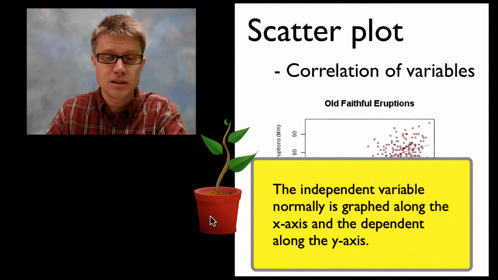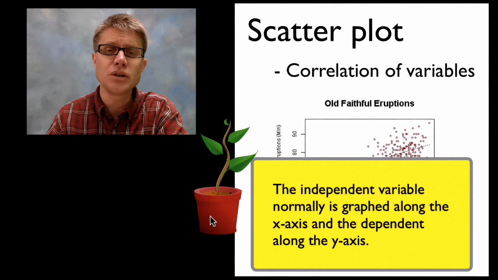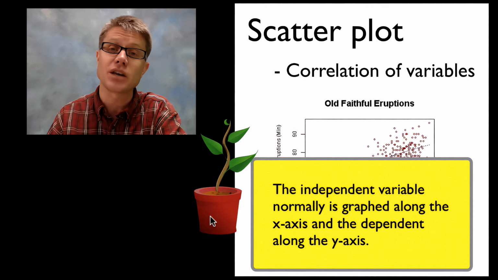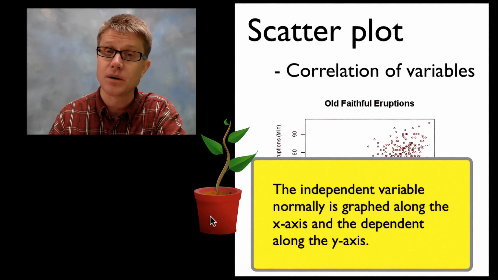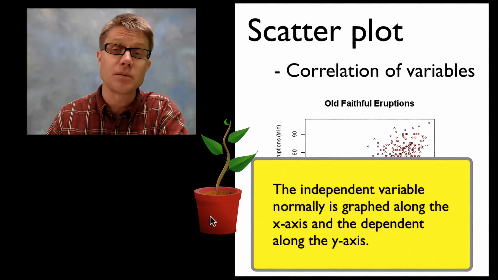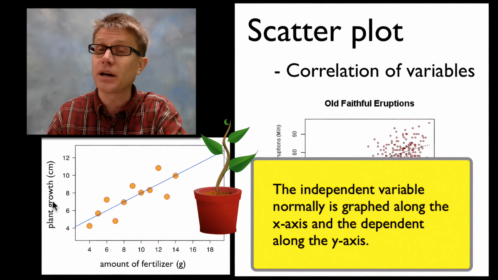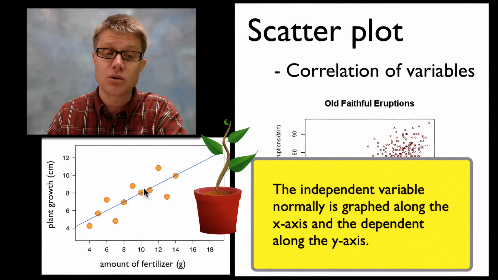And so let's say that this plant right here, I'm doing an experiment where I vary the amount of fertilizer, and then I measure how much that plant grows over time. Well, since I'm varying the independent variable, I'm going to put that on the x, the amount of fertilizer, and then we put plant growth on the y. And we look at a correlation between those two. So scatter plots are incredibly important in a science room.